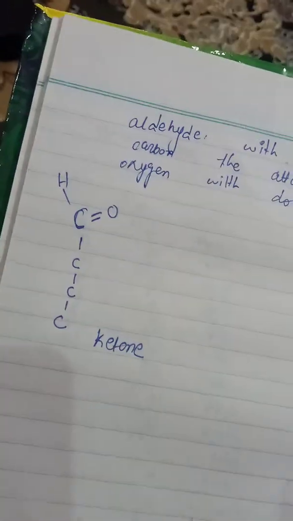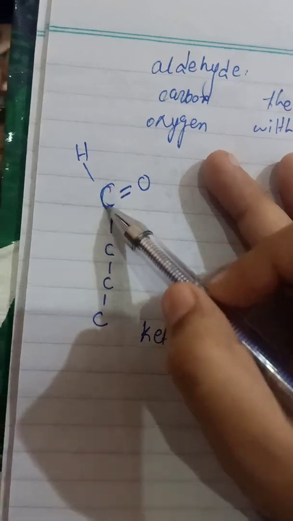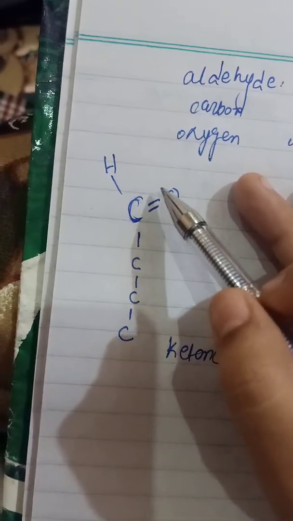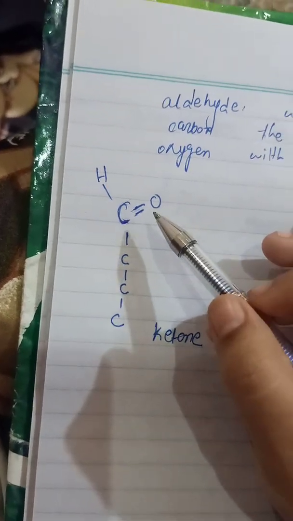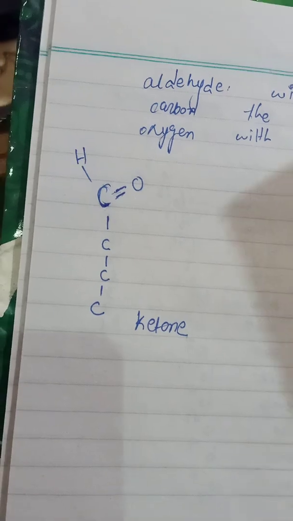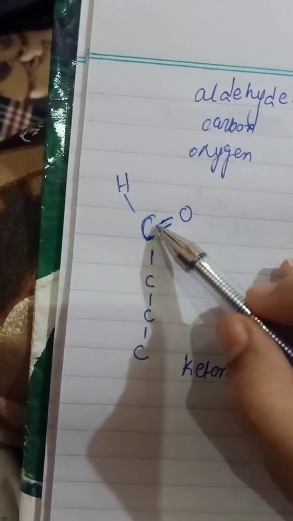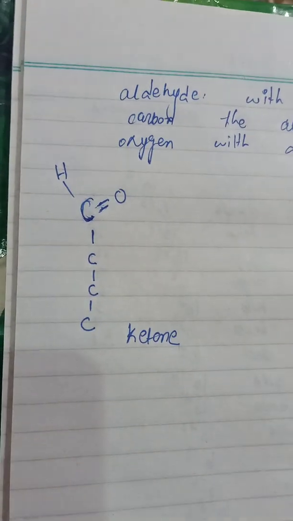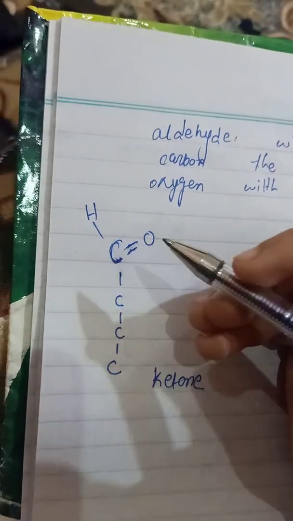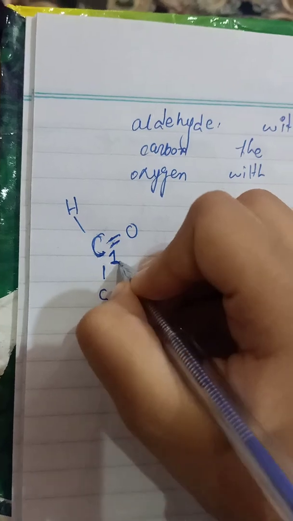Basically, the aldehyde group means that the first carbon is attached to an oxygen with a double bond, and this double bond is with carbon number 1. So if there is any compound or group, to identify the aldehyde group you see whether there is a double bond of oxygen with the carbon, especially carbon number 1. Then it will be an aldehyde group.